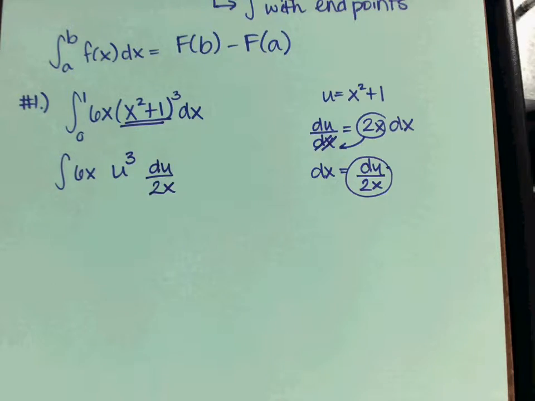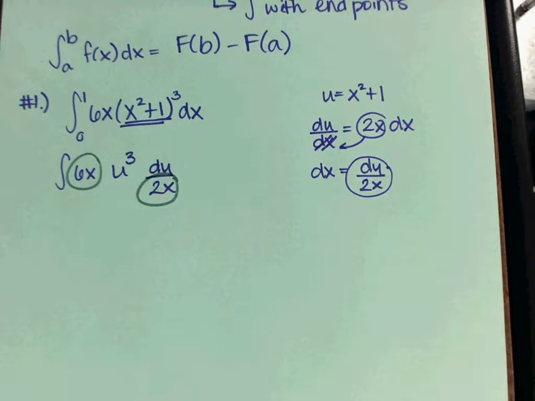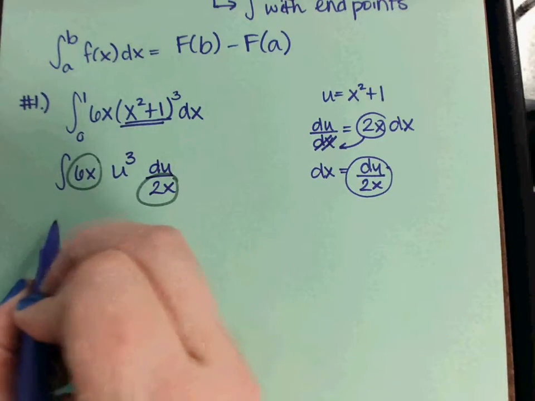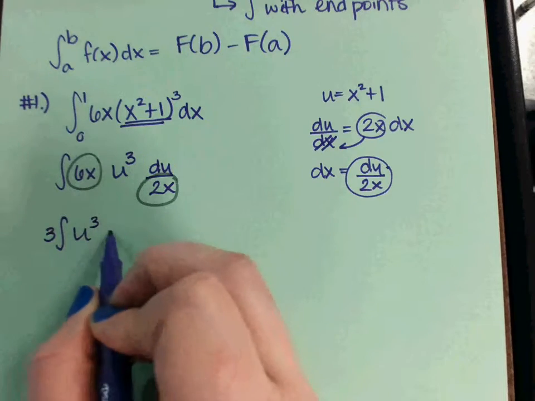Okay? Divide 6x and 2x. What do we get on the outside? Okay, a 3. And then this is u to the 3 du.